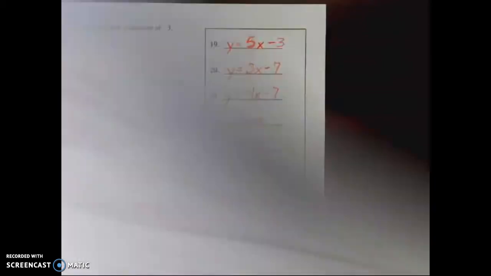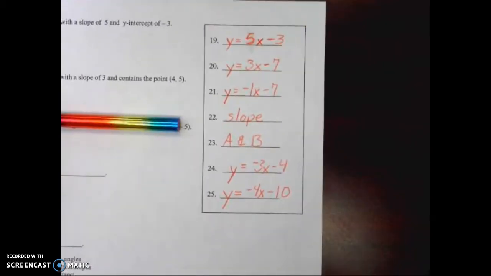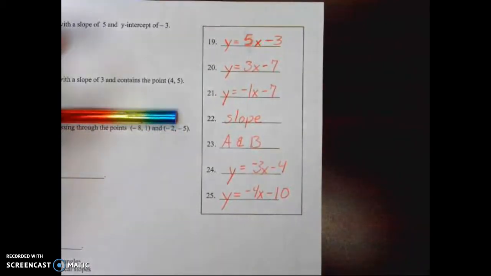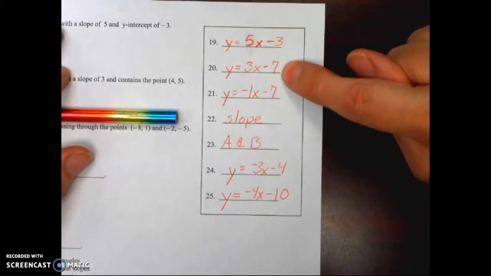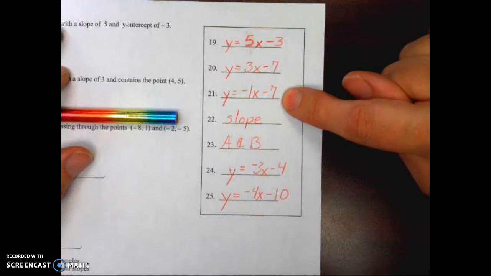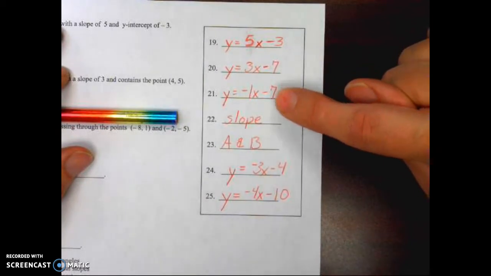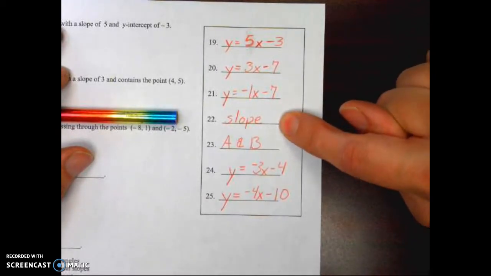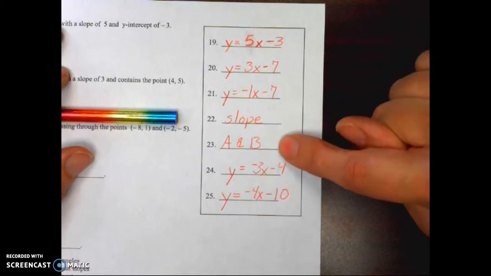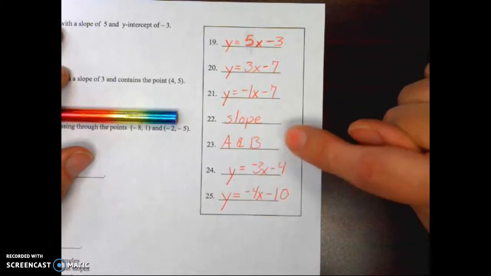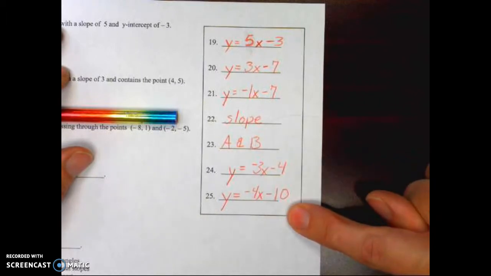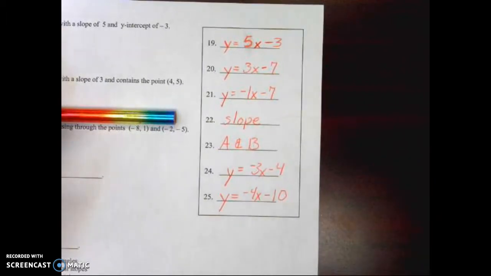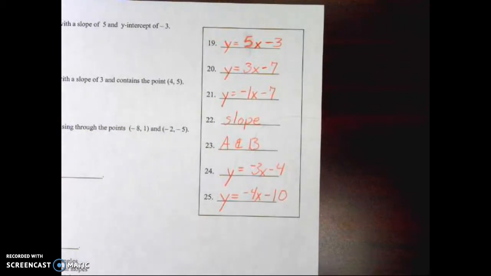And then the last page, we have a bunch of equations for lines. So we have y equals 5x minus 3, y equals 3x minus 7, y equals -1x minus 7, and 22 says slope, 23 says a and b, 24 says -3x minus 4, and 25 says -4x minus 10. So hit pause at any time to make sure that you get those copied down.